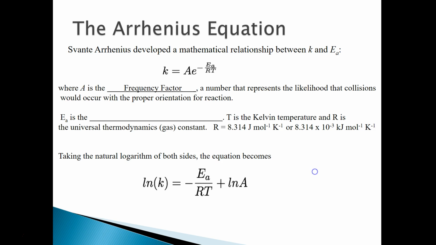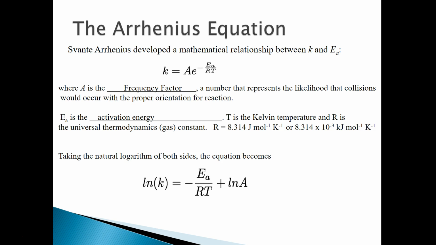Now in this equation, A is the frequency factor, which is a number that represents the likelihood that collisions will occur with the proper orientation. E sub A is the activation energy, T is the temperature in Kelvin, and R is the universal thermodynamics or gas constant.